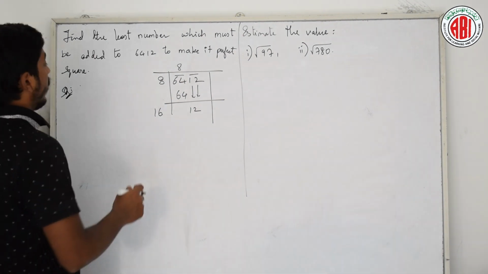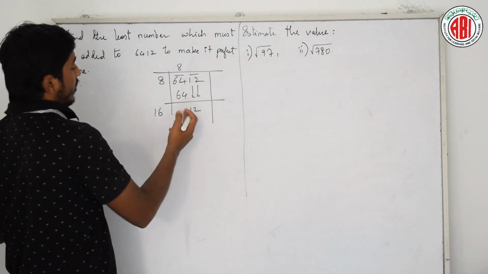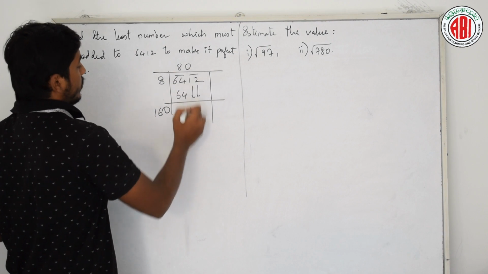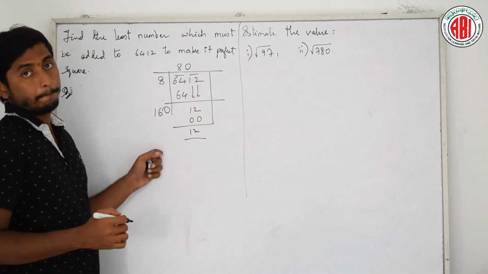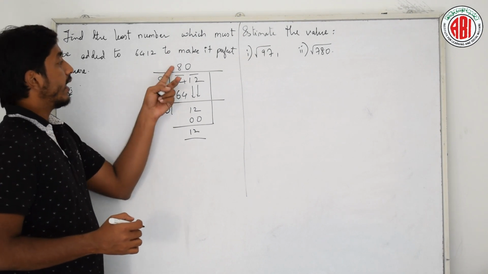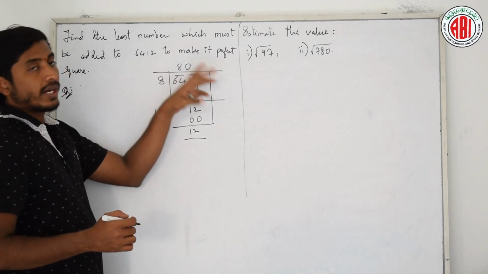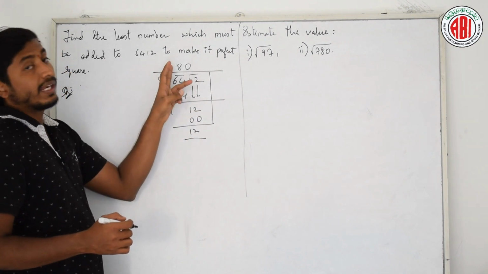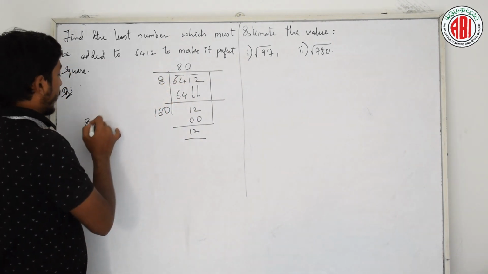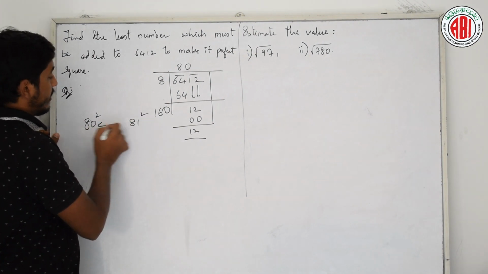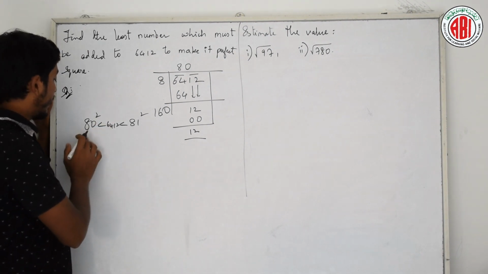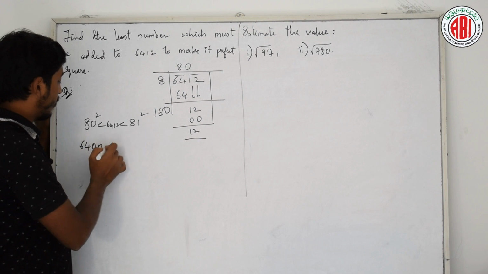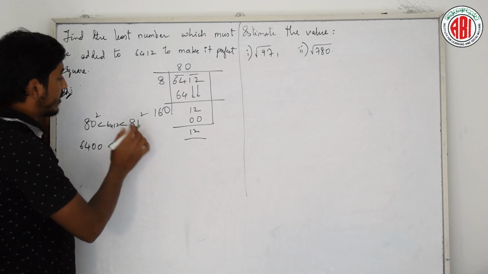Now what do we do? In which table will this go? 160 zeros are again 0 0, after subtracting I will get 12. Which means it is 160 into 80 point something, so obviously it lies between 80 square and 81 square. This is the number lying between 6412. Now tell me what is 80 square? 80 square is 6400, less than 6412, less than 81 square.